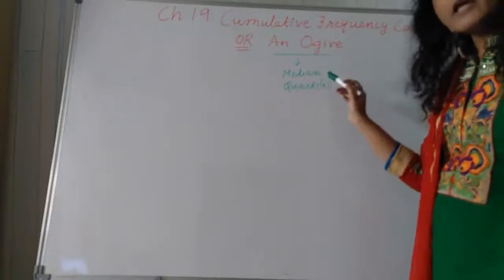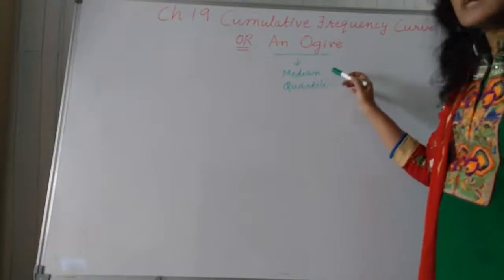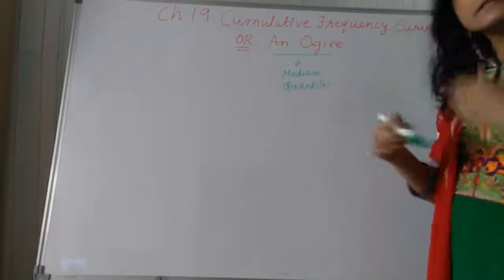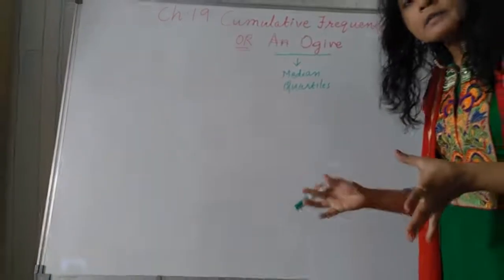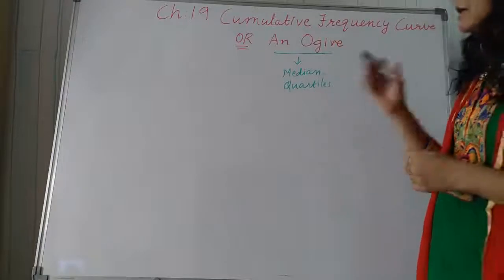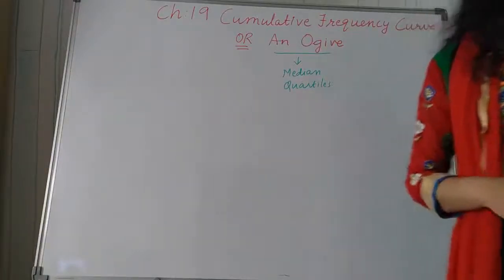So why are we drawing an Ojive? Again, because to get the measures of some values like median and quartiles, and sometimes marks or percentiles, more than, less than, this type of questions will be asked when we solve the Ojive.